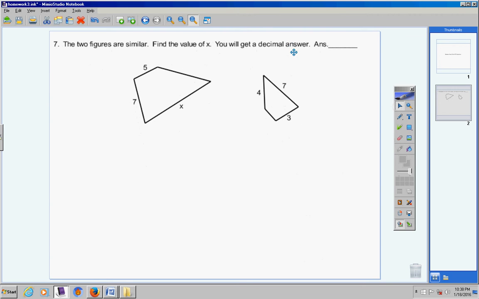Two figures are similar. Find the value of x. You will get a decimal. Now, probably the best thing to do here is to match up corresponding side with corresponding side. Maybe I can use a little mark or something, okay? Let's see. If you take this, and I'll tell you what, I'm going to write them both. I'm going to copy them both like this. Give me 1 second here.